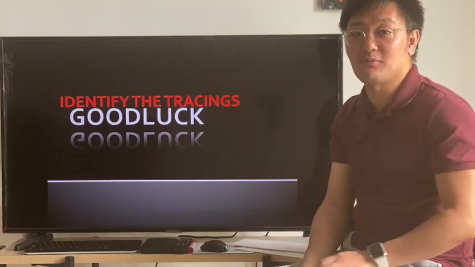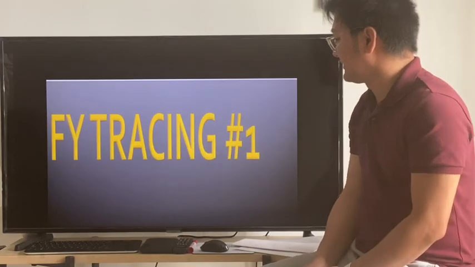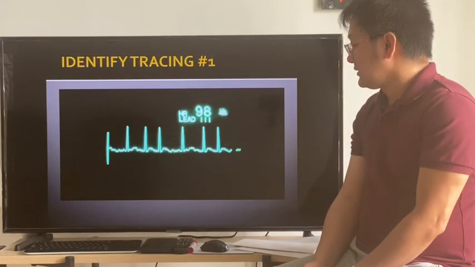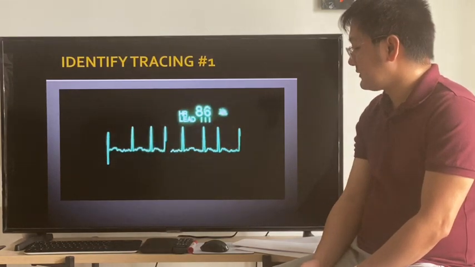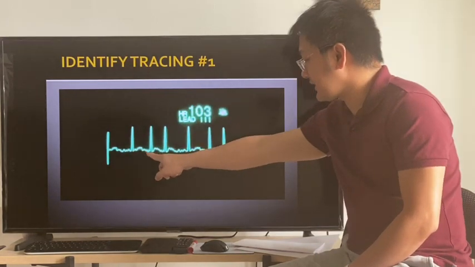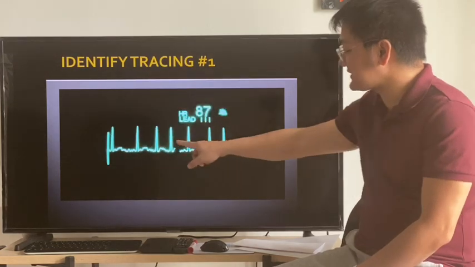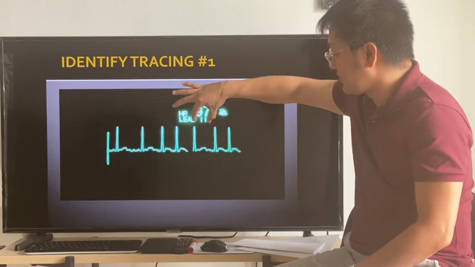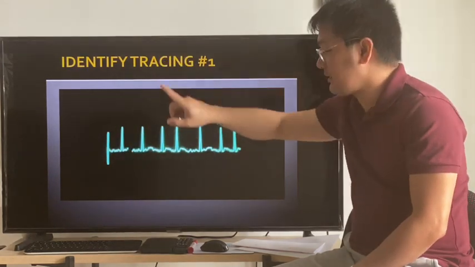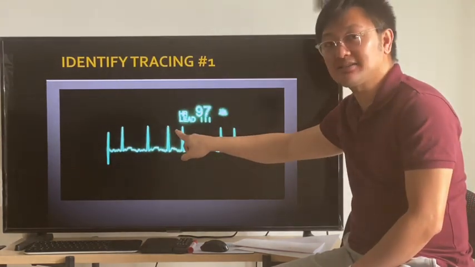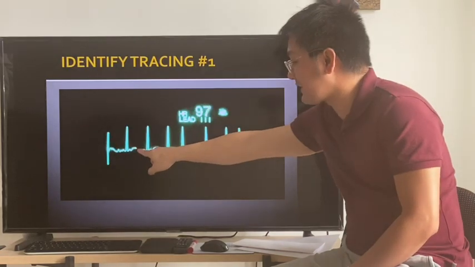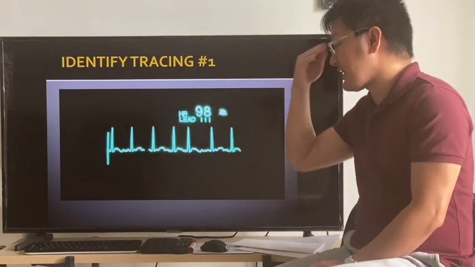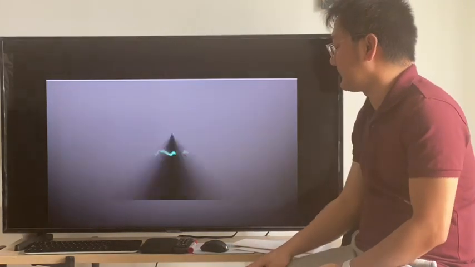So let's identify common tracings here. Now look at the tracing. You can identify the P wave, and there's QRS. But take note, there's no rhythm, fibrillation. But with QRS, the QRS is ventricular. So the problem is the P wave. So this is your atrial fibrillation. Okay? Atrial fibrillation. What about the next slide?